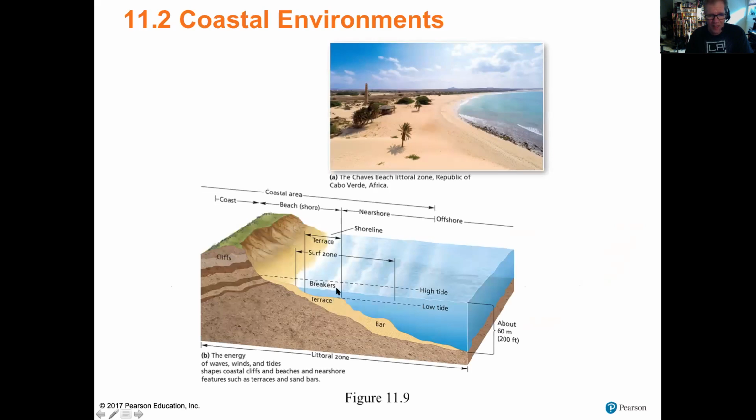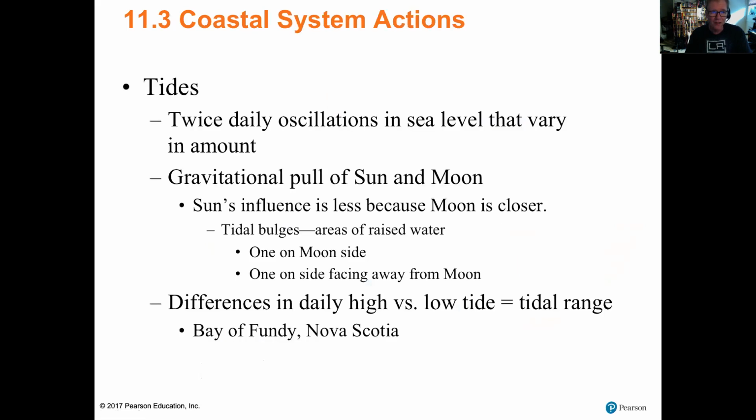High tide, low tide, the surf zone, the coastal area, the coast itself, the beach, how deep it goes, and so forth, because all this will be important when we look at tides and waves. So pay attention to that, okay? And there's going to be questions on the test about that. So it's figure 11.9, so people pay close attention to that.